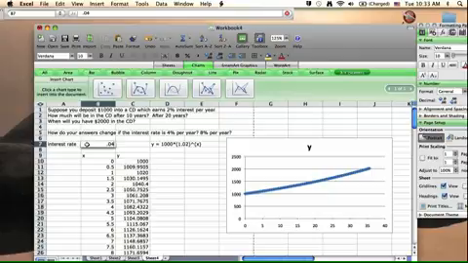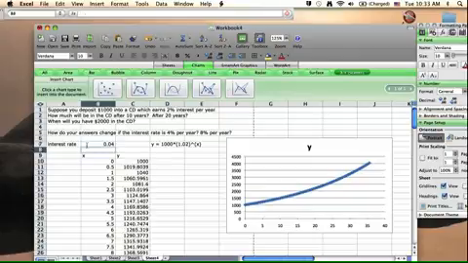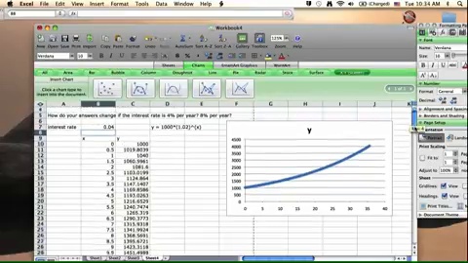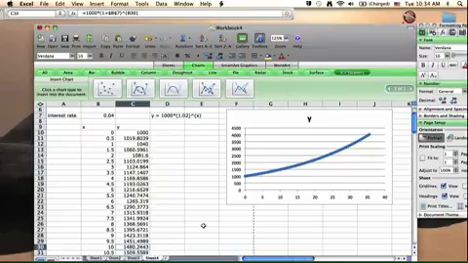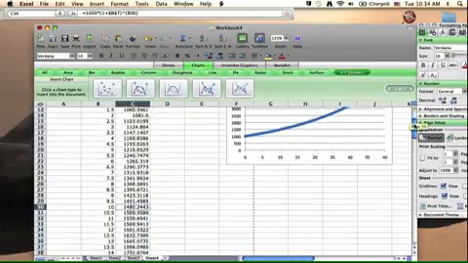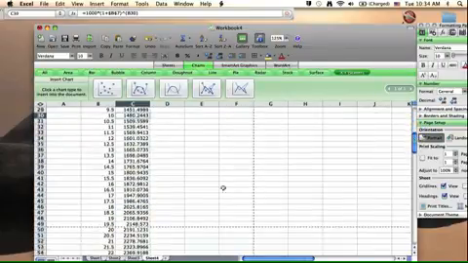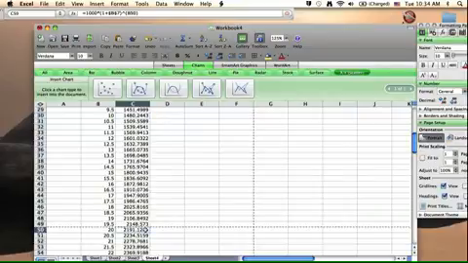Well, watch, the graph will change when I enter this. It's a little bit more concave up. It's increasing faster. After 10 years, it's almost up to 1,500. After 20 years, it's over 2,000. It takes a little less than 18 years to get to 2,000.